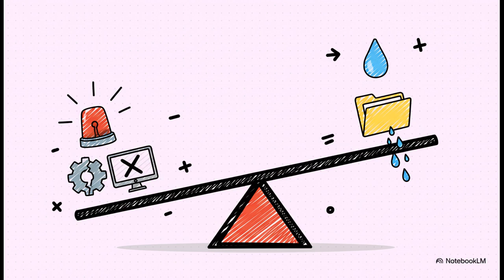But on the other, much more dangerous side are the false negatives. This is the one that should keep you up at night. It's when your system misses PII, letting it slip right through the cracks. And that is how data leaks happen. Getting this balance right isn't just a nice to have, it's absolutely critical.